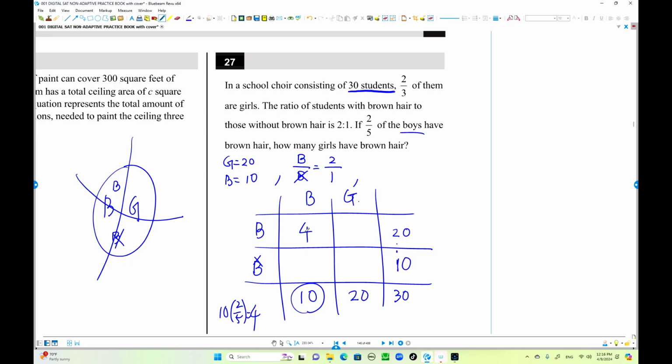They have what? Brown hair. Not brown hair, 6. So this is 16. This is 4 again. Over here, how many girls have brown hair? The girls, which have brown hair, just 16 girls, right? So the answer is just 16.